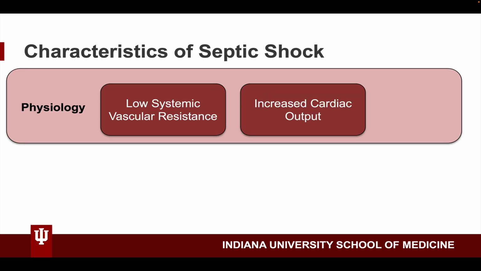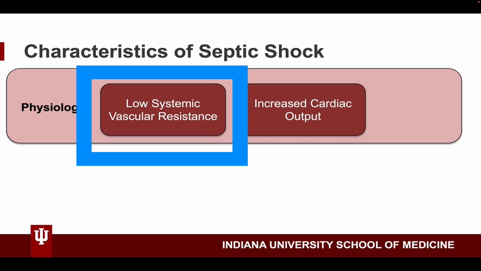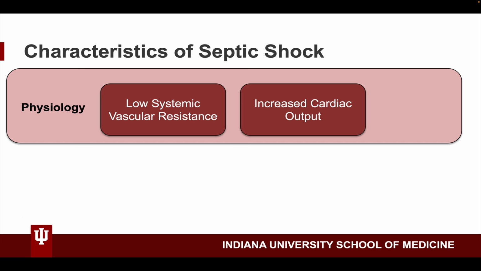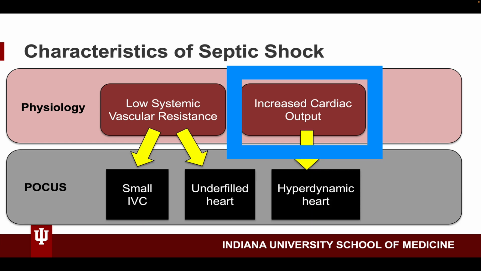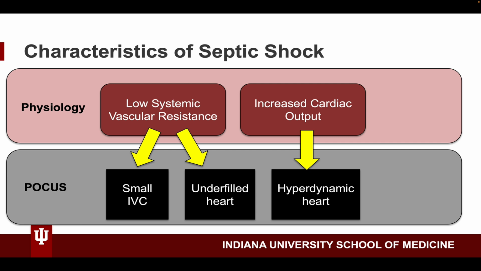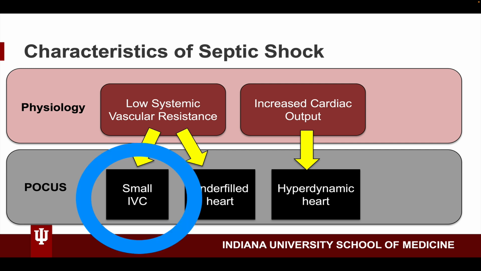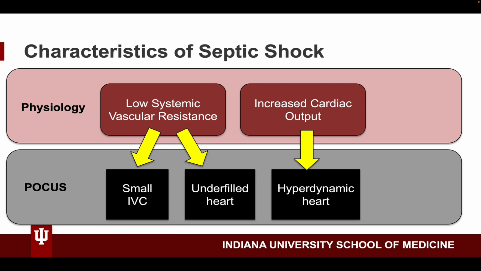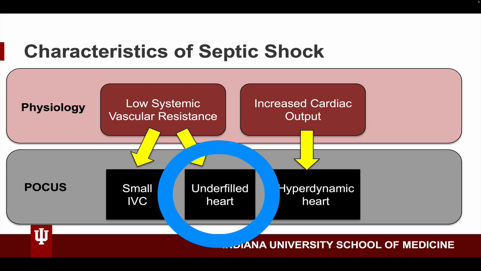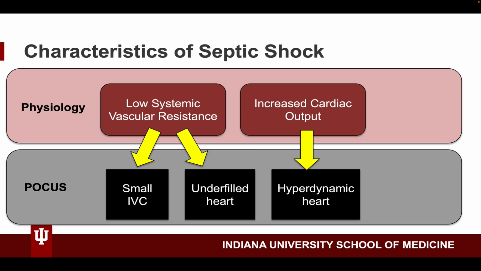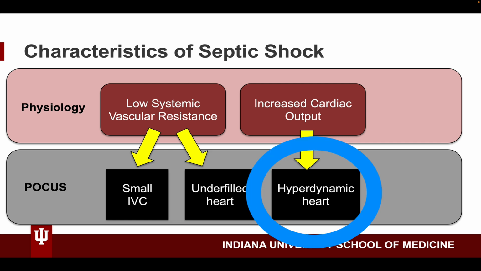What is the physiology that's going on? So I have in distributive shock a drop in systemic vascular resistance, and because of that, and because of the increased oxygen demands on the body, there's increased cardiac output. On ultrasound, I can see this as a small IVC. In other words, because there's such dilation of blood vessels in the system, I have little blood that's actually making it back to the heart. This results in a small IVC and an underfilled heart. Because there's increased cardiac output demands, I will also see a heart whose left ventricle is hyperdynamic.